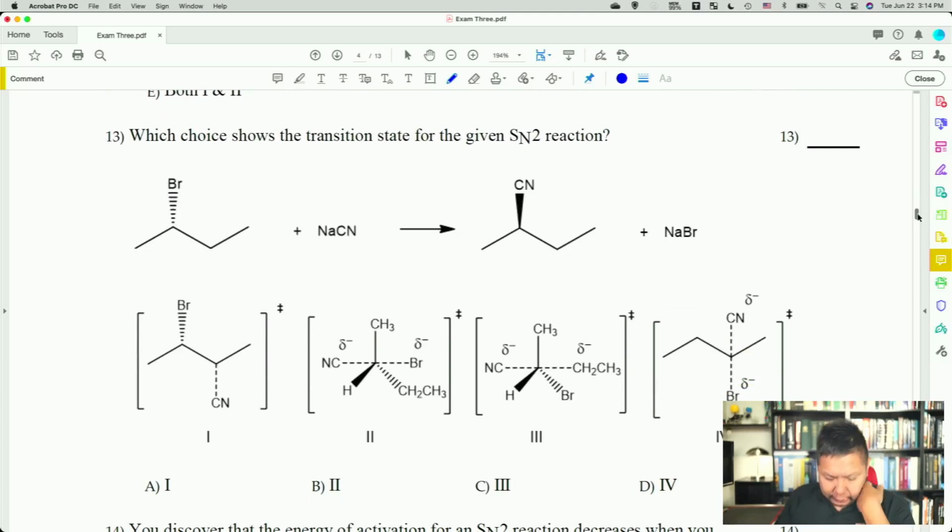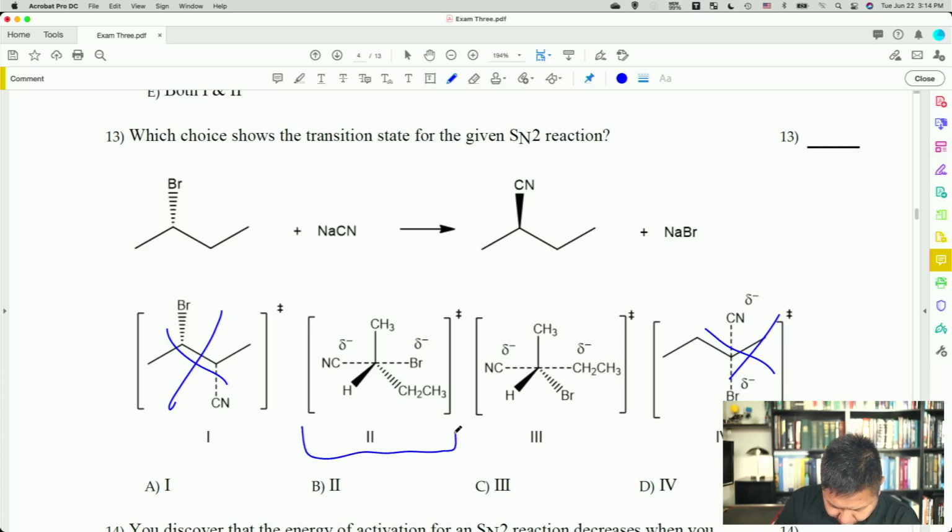Next, which of the choices below is the transition state for this reaction here? Well, that's definitely not a transition state, and that's not a transition state. Because that's actually missing some stuff in there. So the only things you have now in between are structures 2 and 3.